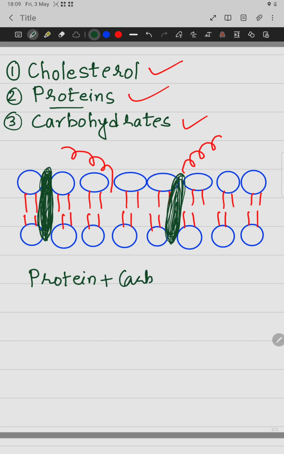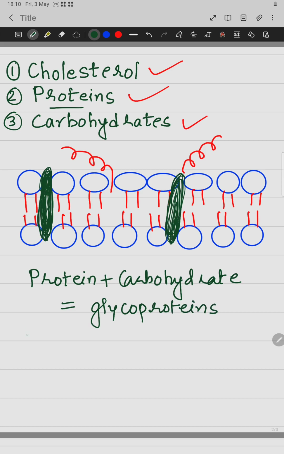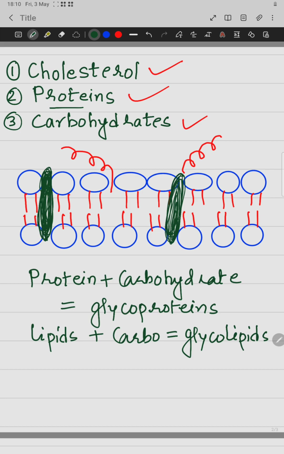when the carbohydrates are found attached to the proteins, they are called glycoproteins. And when the carbohydrates are attached to the lipids, they are called glycolipids. So here in the structure we can see that this whole molecule is a glycoprotein because the carbohydrate is attached to the protein. Now these glycoproteins act as a cell marker.